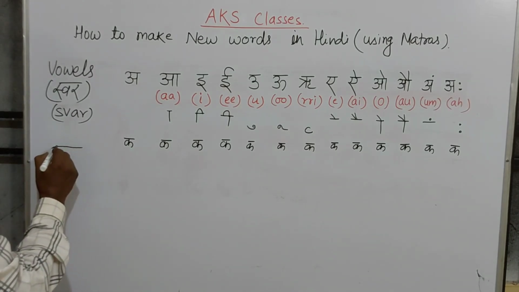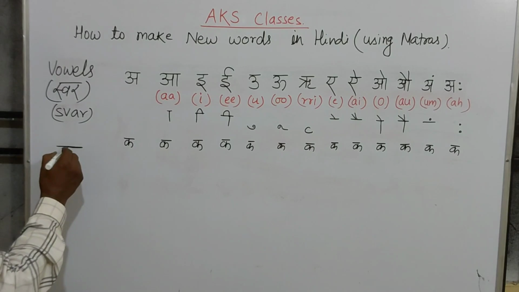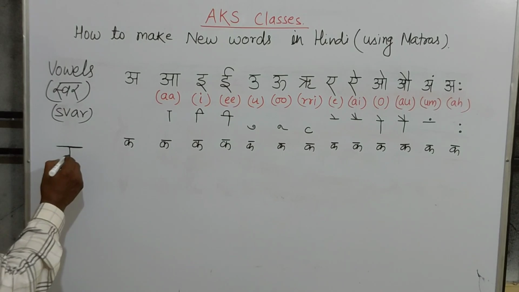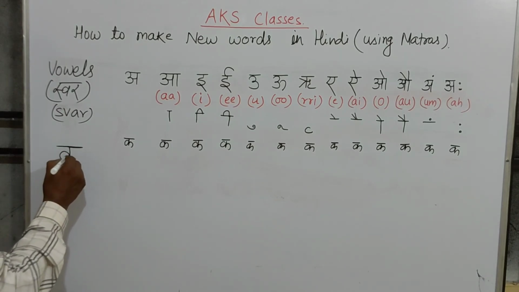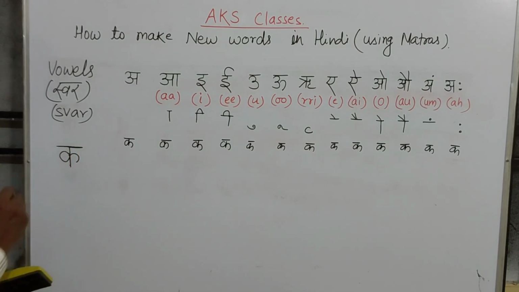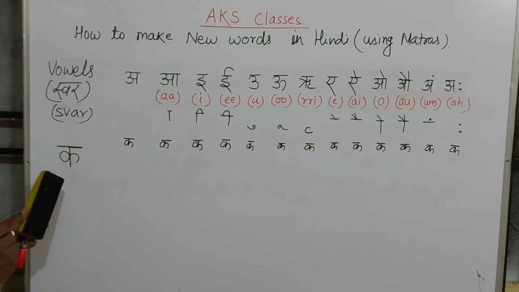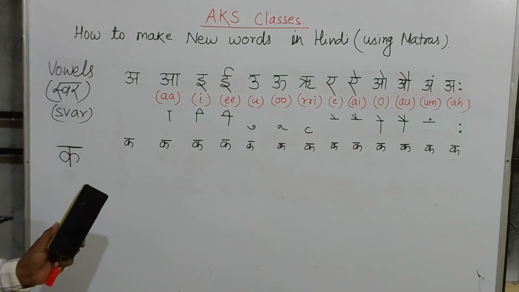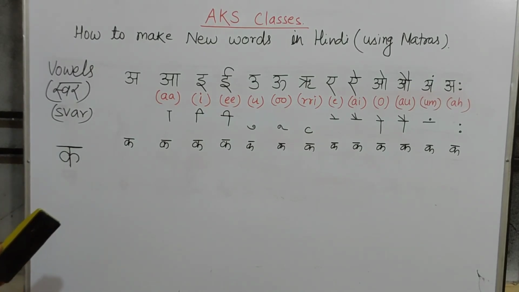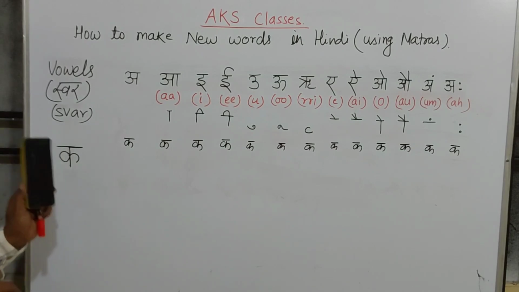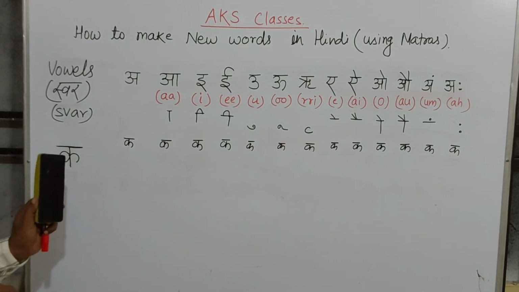We draw the horizontal line and one vertical line in the middle, then put a circle here and a half semicircle here. So it becomes k. We use this sound, the k consonant, in many different words. We will see it later. First, try to understand the first consonant, that is the k sound.